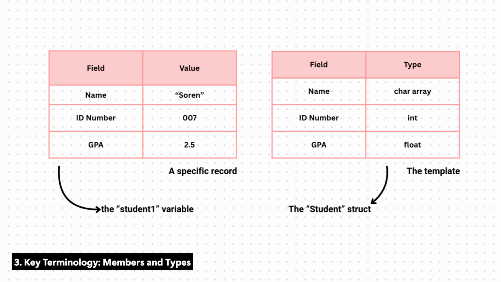3. Key terminology, members and types. When discussing structs, there are specific terms we use. Struct tag, the name you give to the blueprint, e.g., student. Member, the individual variables inside the struct, e.g., ID, GPA, name. These are the fields of the record. Struct variable, the actual variable created based on the blueprint, e.g., student 1, class leader.